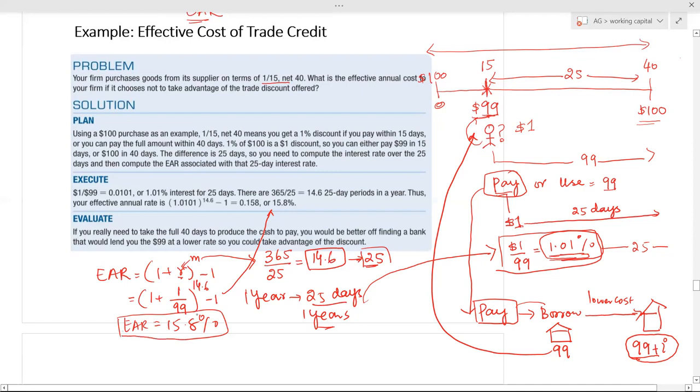So it means that if you convert this 25th day's return of 1.01% into a yearly rate, that becomes equal to 15.8. So this is an annual rate.